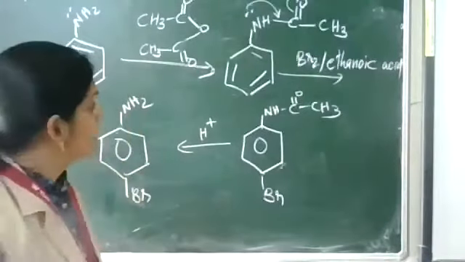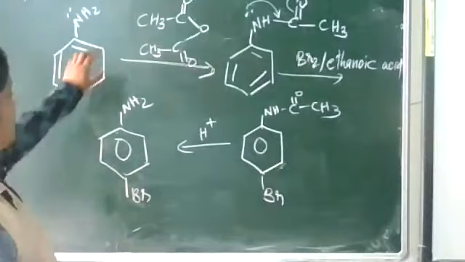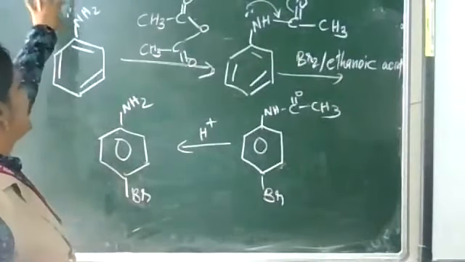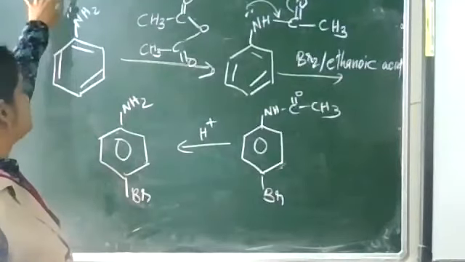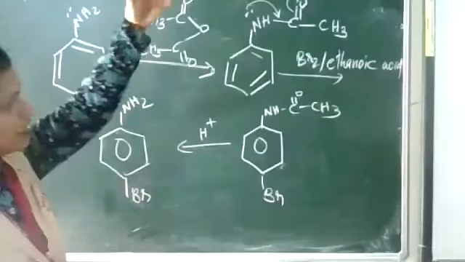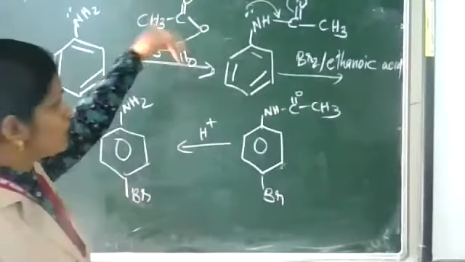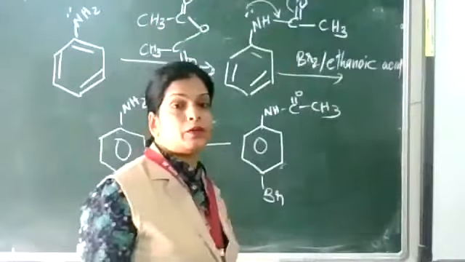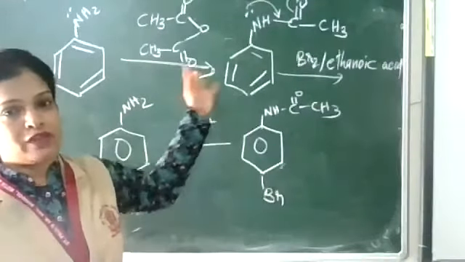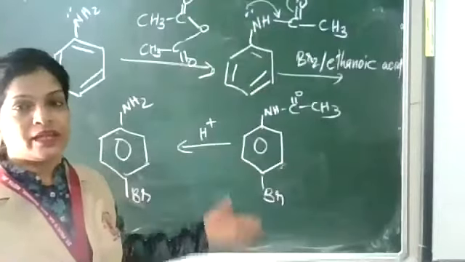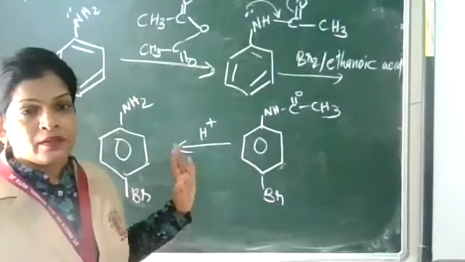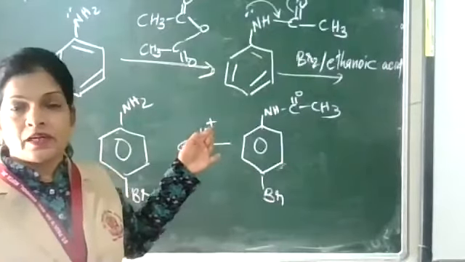Para-bromoaniline. So why did we fit this group? To reduce the activating effect of this NH2, that means this pair of electrons should not enter the ring instantly, it is taken to some other portion. For that we are creating one C double bond O, you acylate it, you acetylate it. So this pair of electrons can be taken to the other side. After that you do bromination, and bromination also not with aqueous Br2. With ethanoic acid, you do Br2 in ethanoic acid.